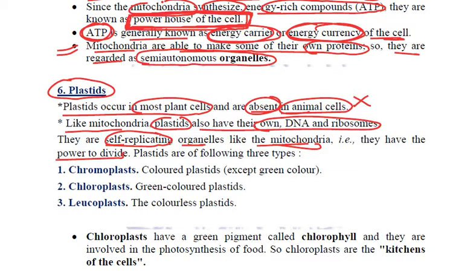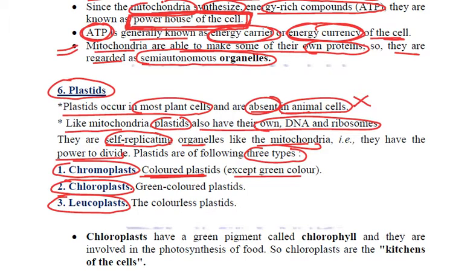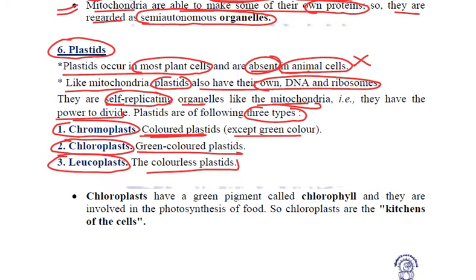Now these plastids are further of three types. One are chromoplasts, another are chloroplasts, and the third one are leucoplasts. These chromoplasts are the colored plastids except green color. These green color plastids are the chloroplasts, and leucoplasts are the colorless plastids. Let us discuss them a bit in detail.